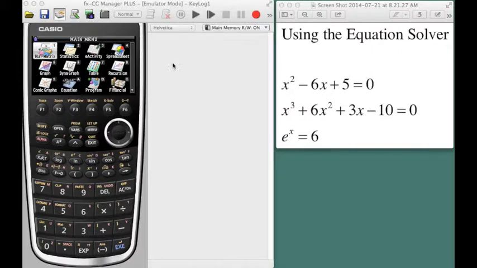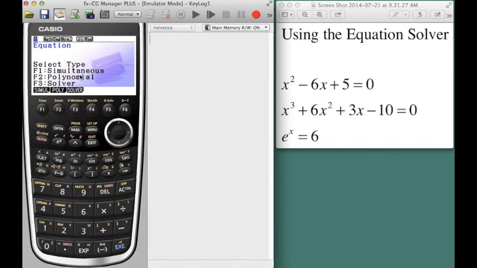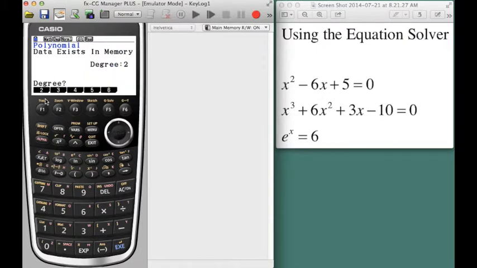Okay, in this quick tutorial we're going to use the equation solver to solve these three equations. So the equation solver is there. I can use a shortcut by going alpha A, and I'm going to use first of all the polynomial, which is F2. Now the polynomial solver can do x squareds, x cubes, x to the power of 4. So our first equation is x squared.